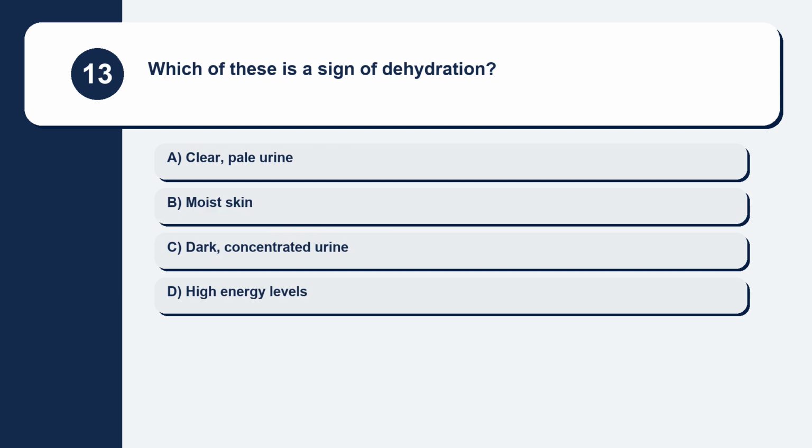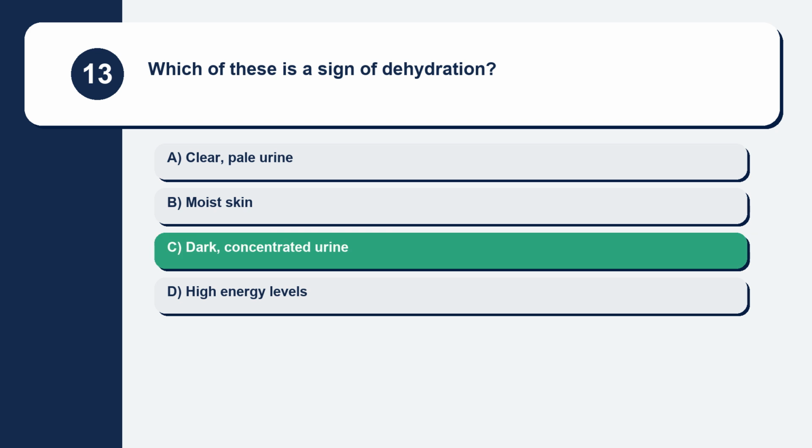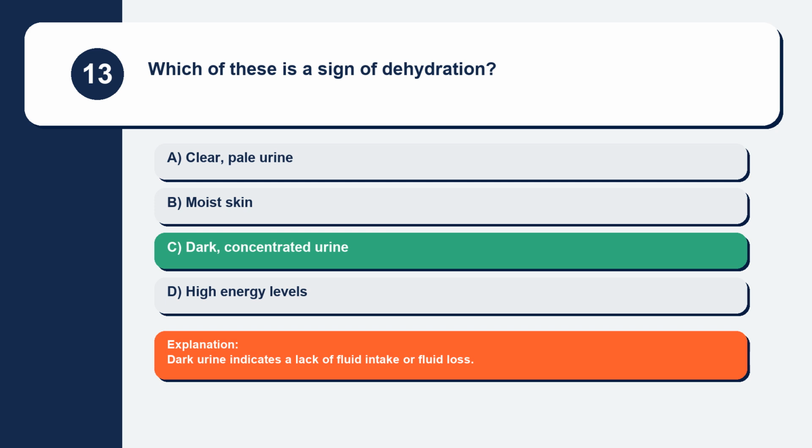Question 13. Which of these is a sign of dehydration? Clear, pale urine. Moist skin. Dark, concentrated urine. High energy levels. Dark urine indicates a lack of fluid intake or fluid loss.